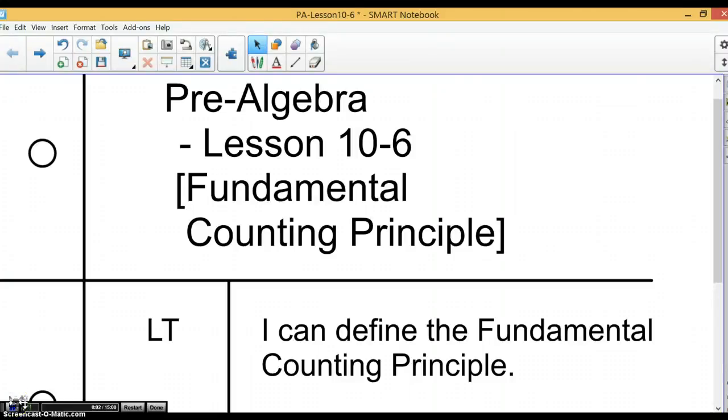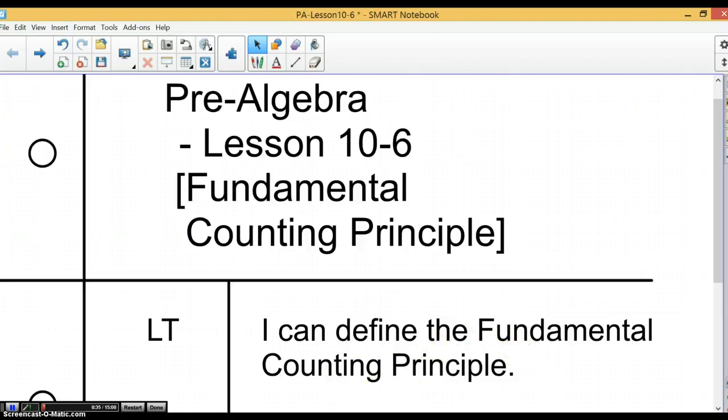Hey everyone! Today we're talking about lesson 10.6 in our pre-algebra textbooks, and it's all about the fundamental counting principle. This is one of my favorite things to talk about and learn, just because it's really neat. I don't have any other way to say it other than it's really neat. It makes life simple rather than having to make our big, long, complicated sample spaces when we're talking about really large situations. Our learning target for today is I can define the fundamental counting principle.